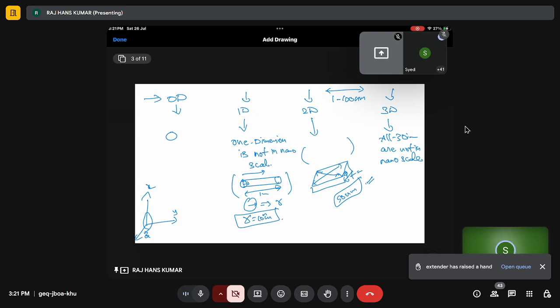Yeah, so if all the dimensions lie in the nano regime, then only do you call it a zero-dimensional nanomaterial. There are so many types: there are quantum dots, there are buckyballs, there are Buckminster fullerenes.